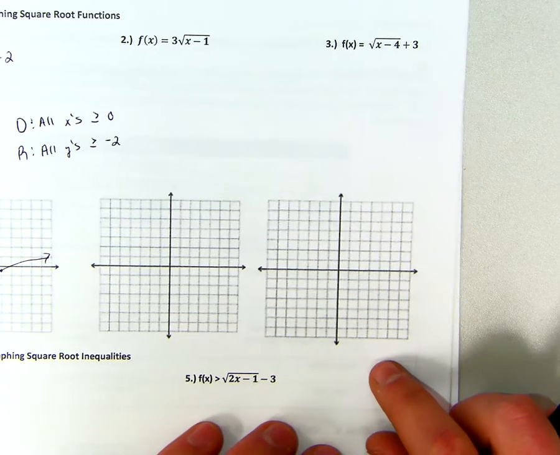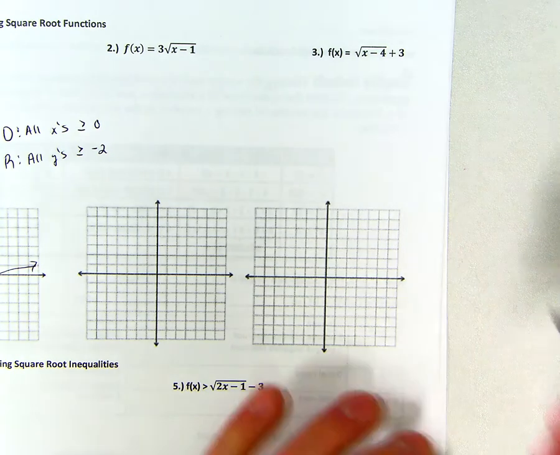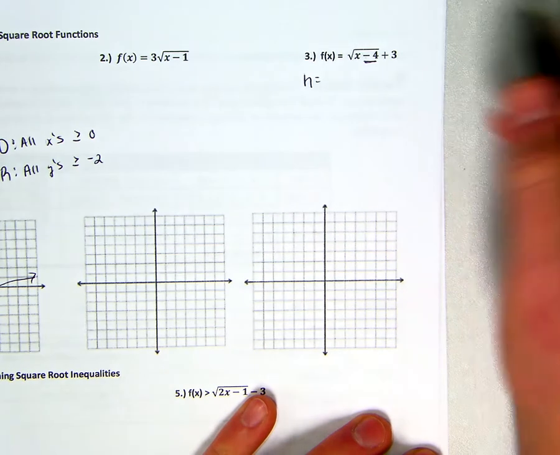So we have f of x equals the square root of x minus 4, that's underneath the square root, plus 3. So our h this time, it's not negative 4. We can't trust h.